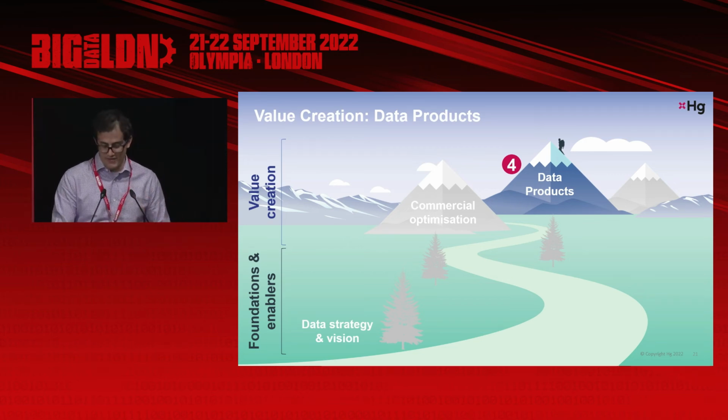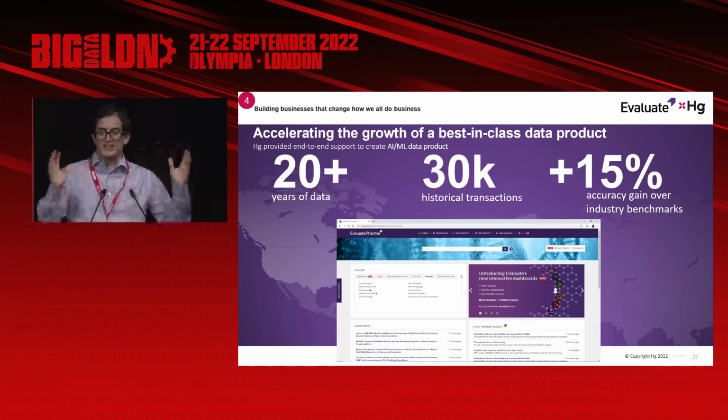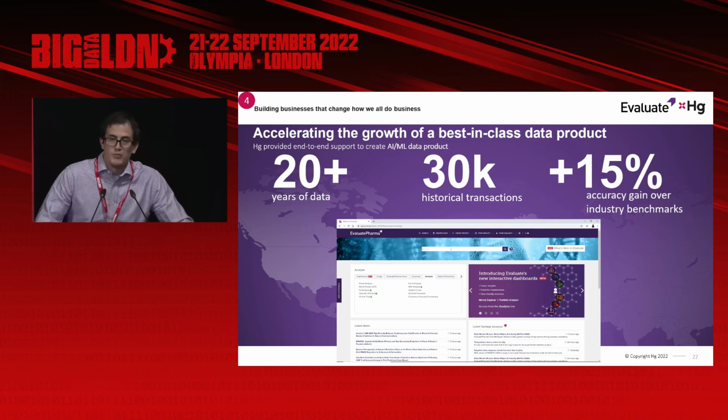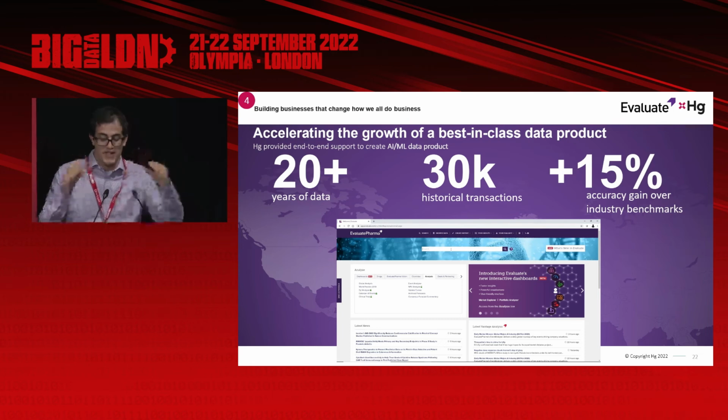And to bring that to life, I wanted to share an example from an HG portfolio company, Evaluate, that's providing commercial intelligence to global life sciences. They leveraged their unique and proprietary data of 20 years of transactions, and working with the HG data team, they created a customer-facing BI product that uses machine learning to predict the progression of drugs through different clinical trials. And this has been a huge success. Customers have really got a lot out of this product, and it's also doing considerably better than industry benchmarks in its predictions.